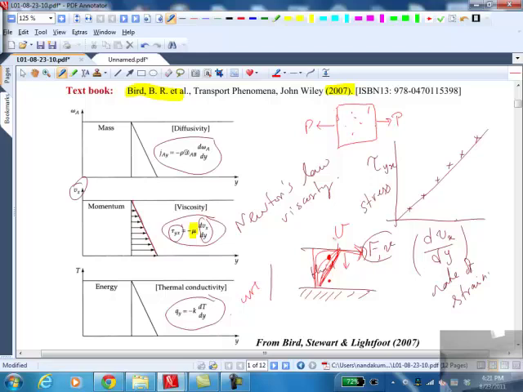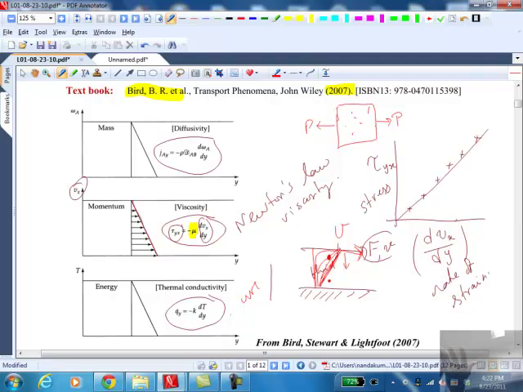Here you have molecules that have very large x momentum, and they bump into the next level of molecules that have a lower momentum. So in the process, they lose some momentum. The momentum loss is due to friction. In fact, this is why I said viscosity characterizes the friction of the fluid. It is essentially friction in the fluid.